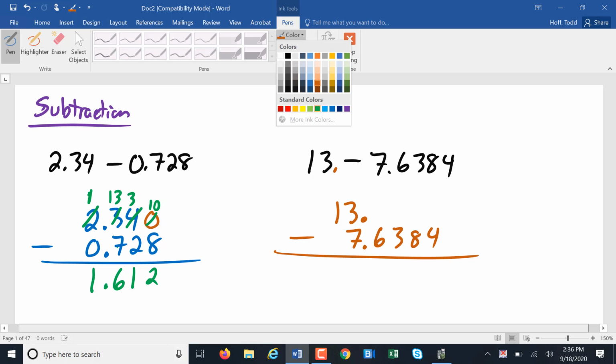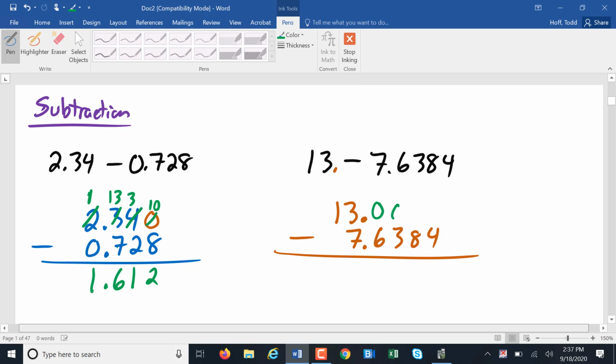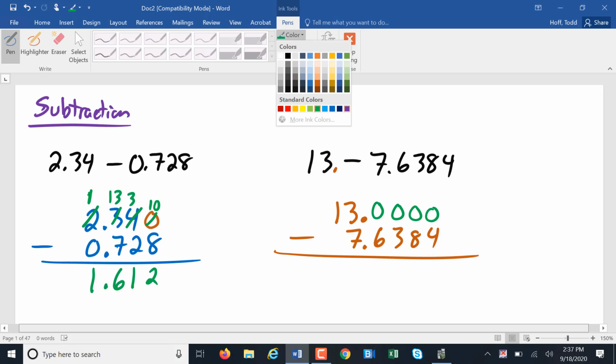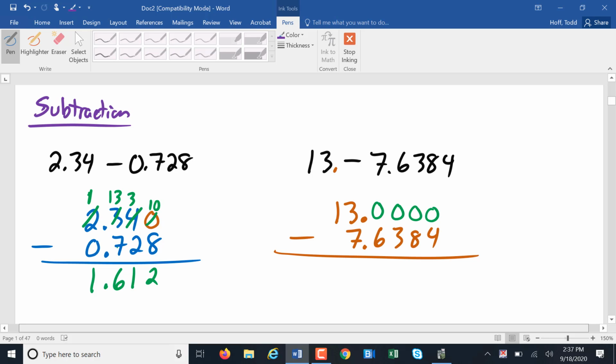Now we have several places to fill in here. In fact, we have 4 decimal place values to fill in with zeros. And when we go to subtract here, 0 minus 4 can't be done, so we need to borrow. But there's nothing here to borrow from. So we keep going until we find something that has a value to borrow from. That would be the 3. Now when we borrow from that 3, it becomes a 2. That makes this a 10. But we need it down here, so we have to keep borrowing.